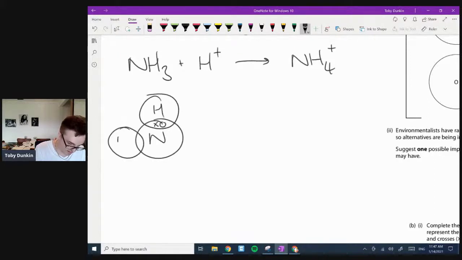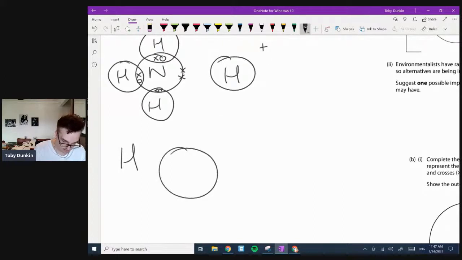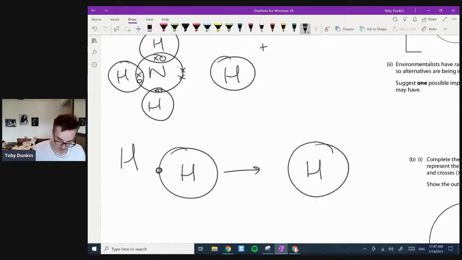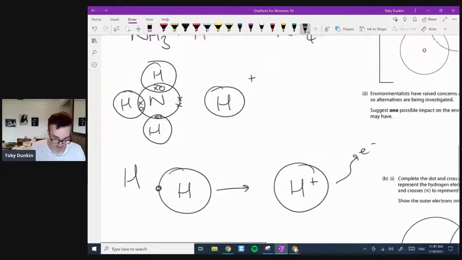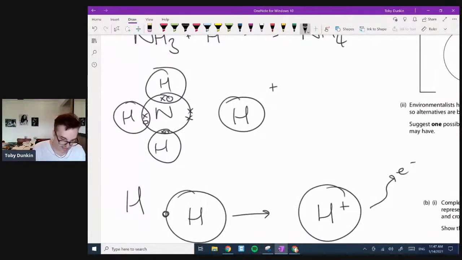The nitrogen, with its lone pair of electrons, can pick up an empty H+ ion. We know that a hydrogen atom looks like this, with 1 electron. It becomes a H+ ion by losing that 1 electron. So it's got no electrons in its outer shell at all. So what that now means is that we can now form a new bond.